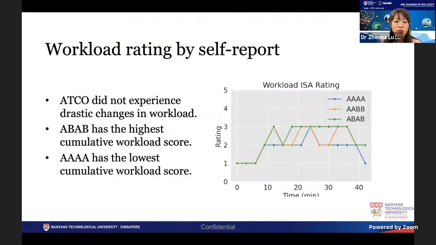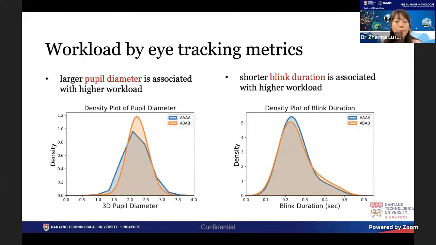I'm going to show some of our preliminary results. This is the rating from the ISA scale. The controller needs to rate his workload level every 3 minutes on a scale of 1 to 5. He didn't really experience a big difference across these conditions, but if you look closely, ABAB has a slightly higher workload score, just that it's not so obvious. Here are the results from the eye tracker, but we couldn't really see a big difference in pupil diameter and blink duration.